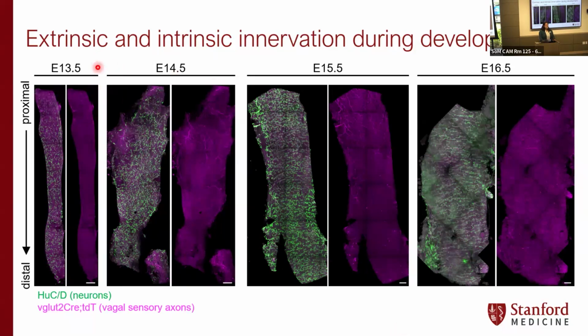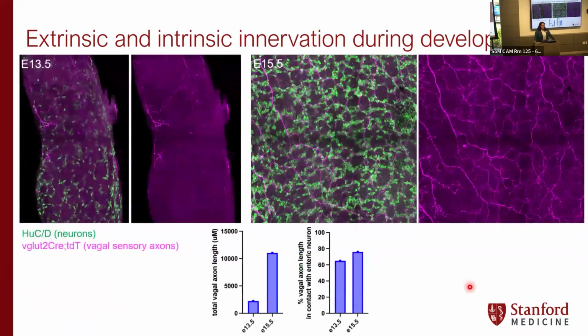And so here we can see those axons entering the peripheral organs in magenta. So at E13.5, they're just sort of barely arriving. And then as time goes on, they innervate in this proximal to distal pattern and elaborate more over time. So you might be able to see that a little bit better with these high resolution images here.